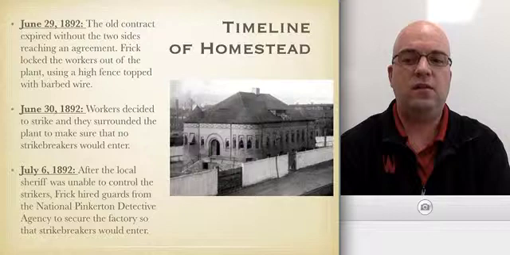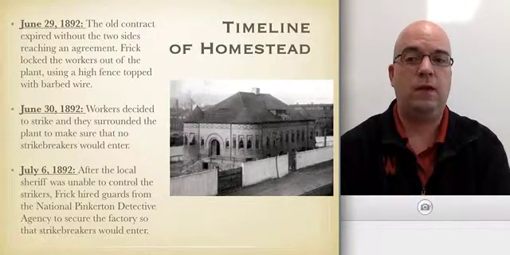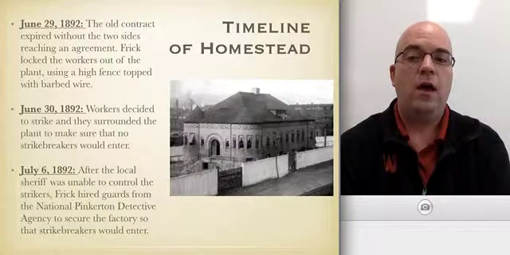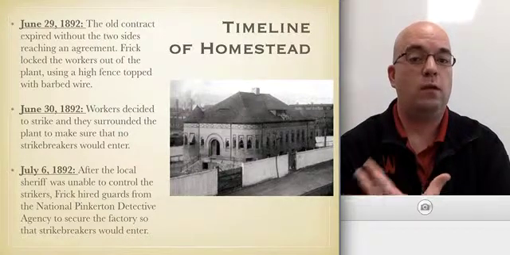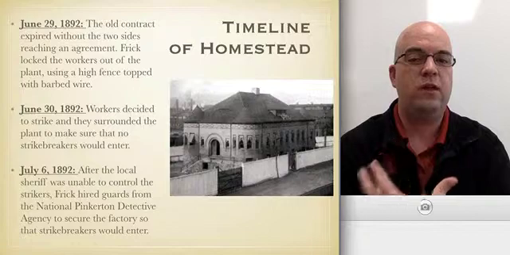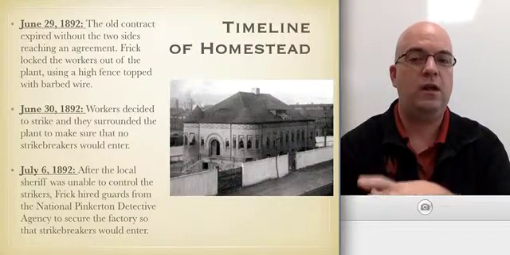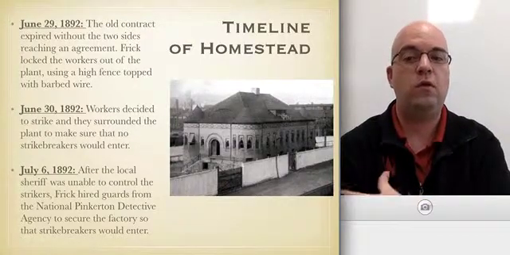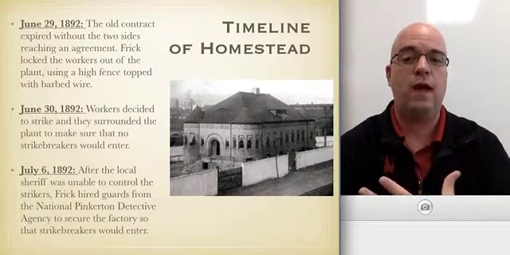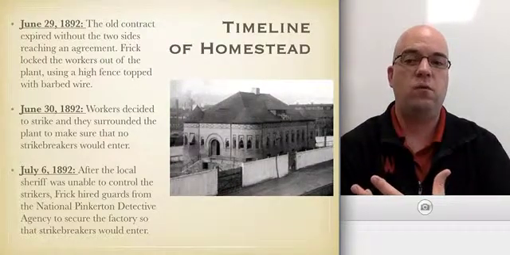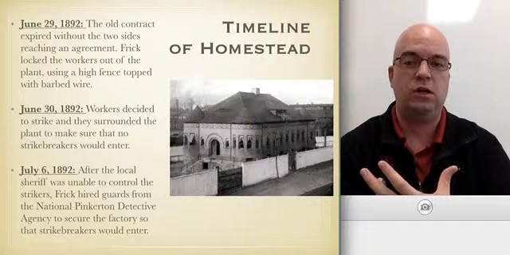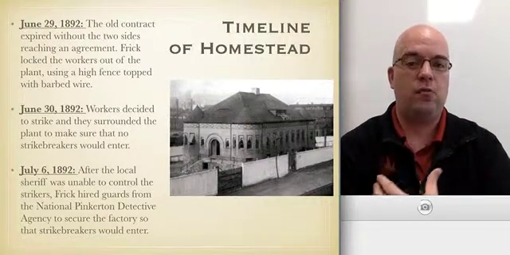On July 6, 1892, Frick and the sheriff can't get control of the strikers. They basically shut the factory down, and Frick decides he's got to hire more guns, a security agency to help bring in these non-union workers. So he goes to, at the time, the largest private detective agency of the country, the National Pinkerton Agency, to basically help break the strike.